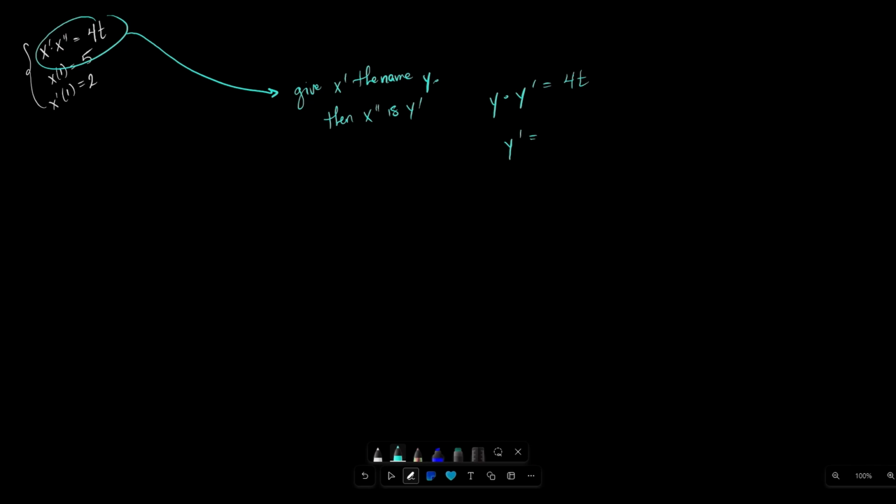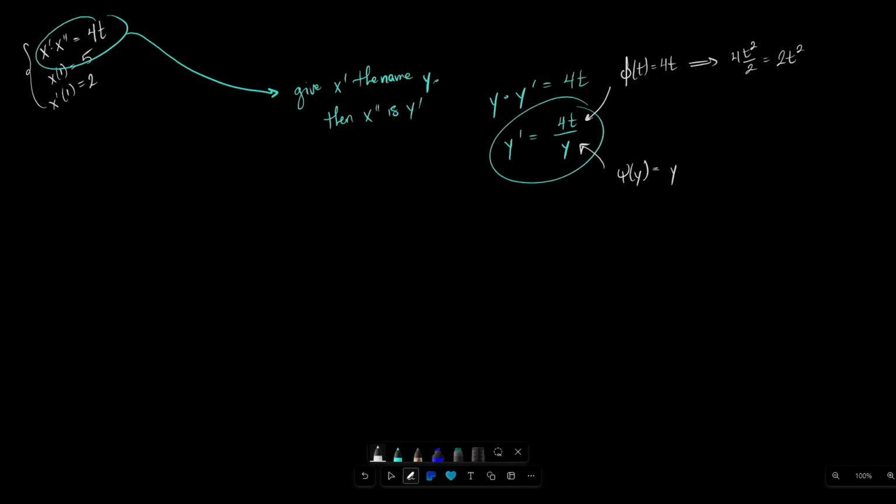Or in other words, y prime is 4t divided by y. All of a sudden this looks like a separable problem, right? We've got a numerator and a denominator. The numerator only cares about time. The denominator only cares about my variable. And so I can find the antiderivative of 4t, which is going to be 4t squared over 2, also known as 2t squared. I can find the antiderivative of y, which is also known as y squared over 2. This is going to be capital psi. This is going to be capital phi.